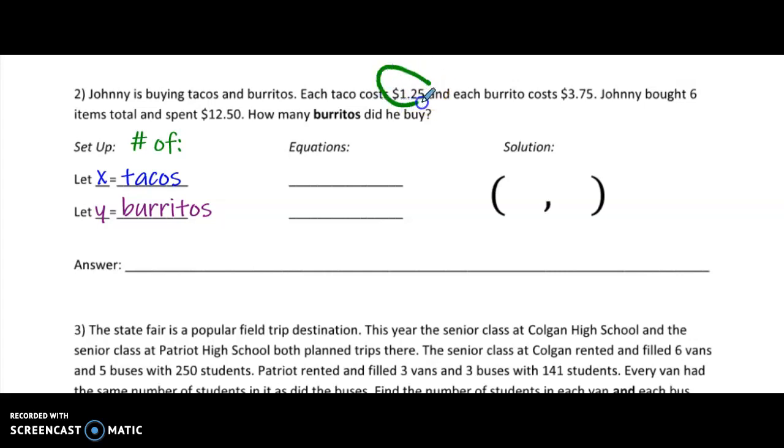So $1.25, $3.75 for a total of $12.50. So each taco costs $1.25, so that's your X. Each burrito costs $3.75, that would be your Y. In total, they cost $12.50. So my first equation would be 1.25x for tacos plus 3.75y for burritos equals $12.50 because that's how much I spent altogether. So once you've used those numbers, you don't use them again.